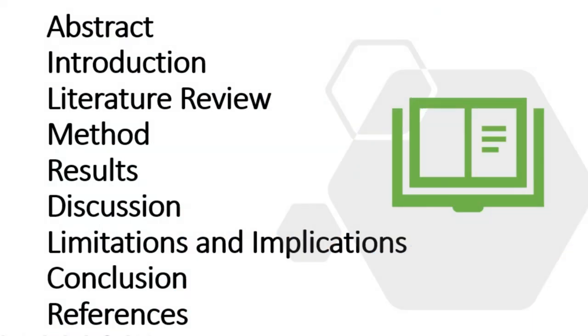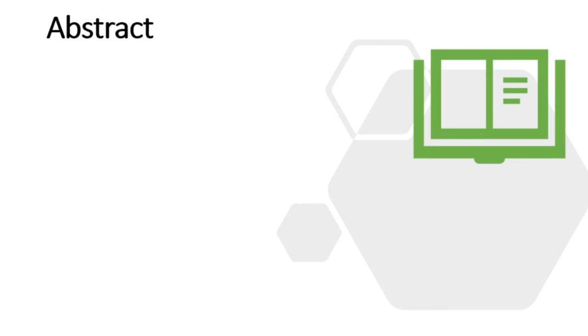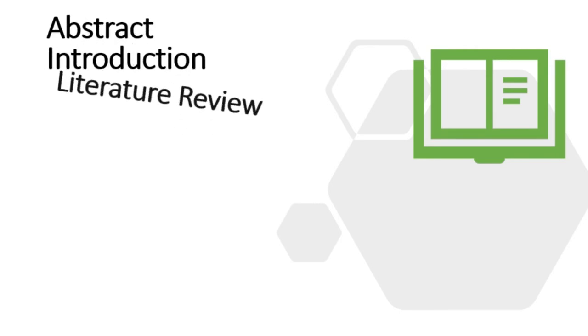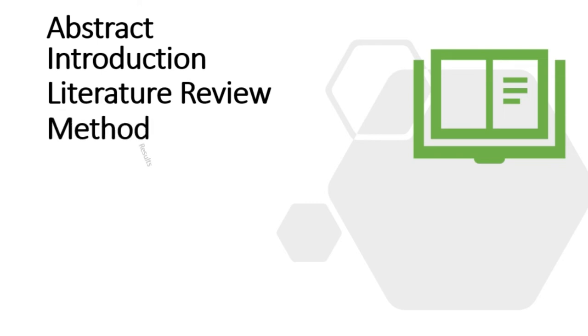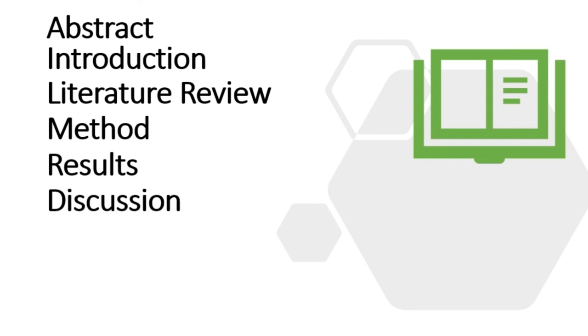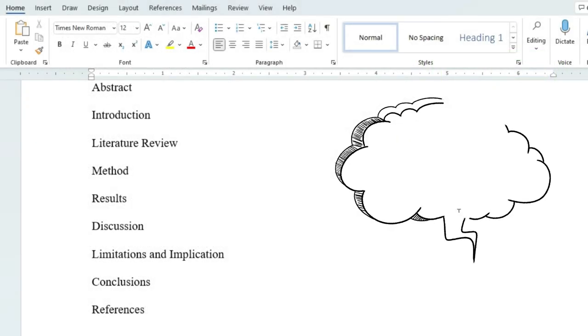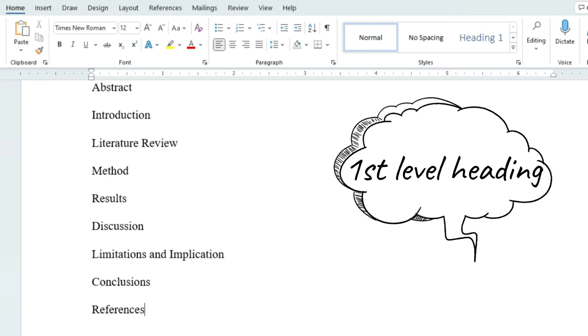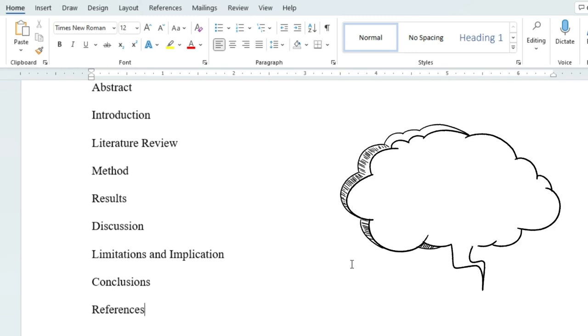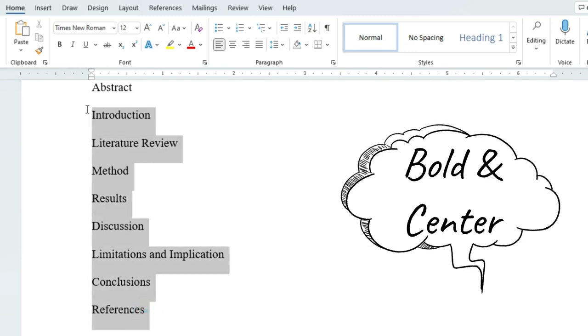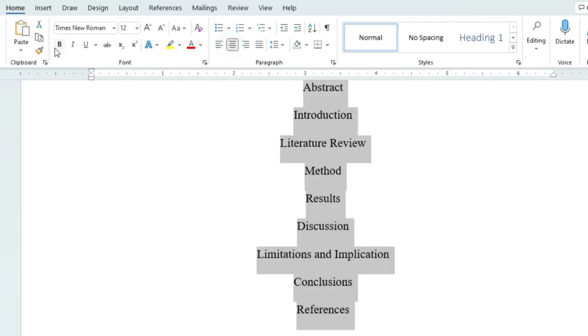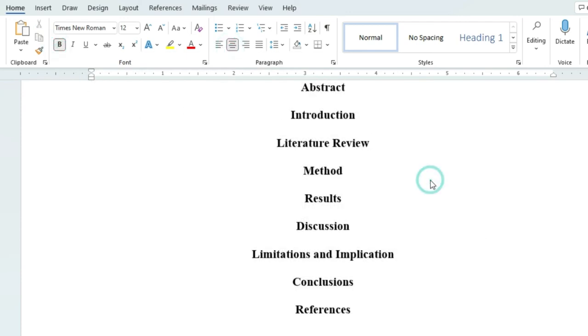The following are the sections of the research paper. These are the abstract, the introduction, the literature review, the method, results, discussion, limitations and implications, conclusion, and references. The sections of the research paper follow the rules for first level heading, which means that they're going to be bolded and centered. In the examples that follow, we're going to see how they appear in the text.